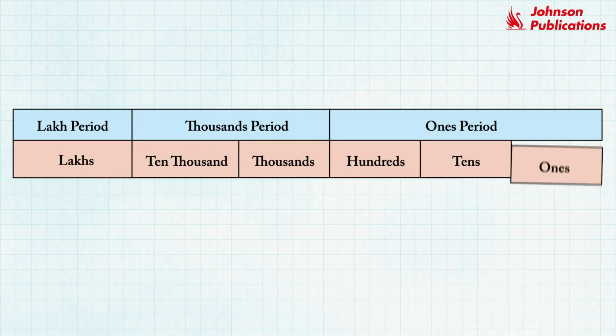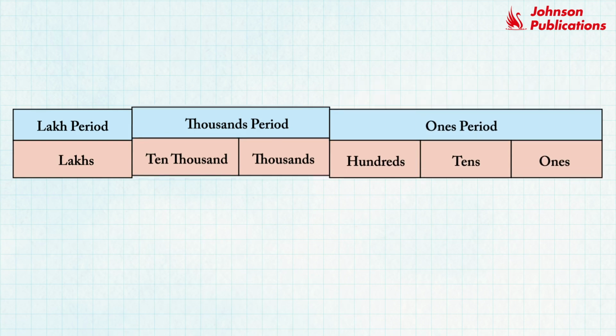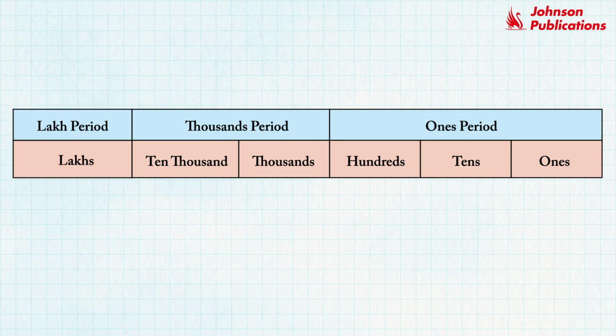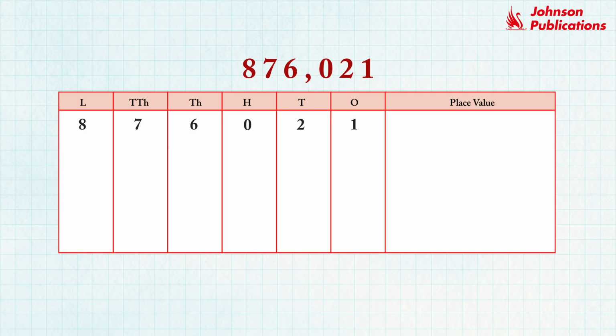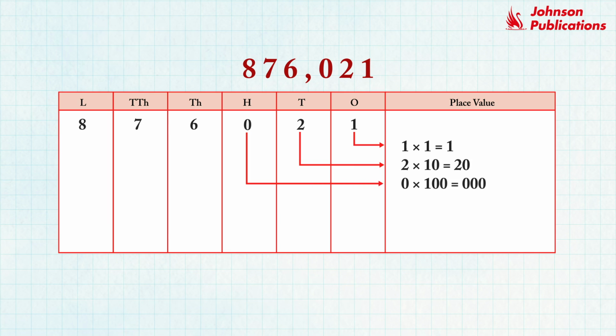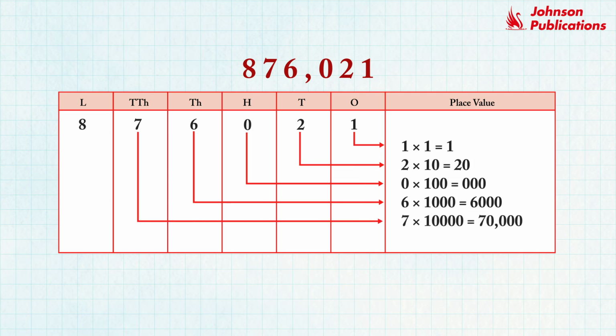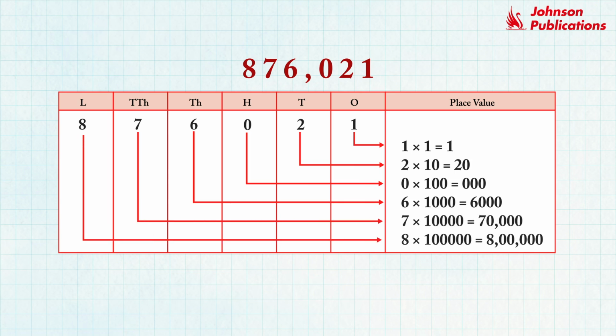In case of 6-digit numbers, we divide the place value chart into 3 periods, that is, the ones period, the thousands period, and the lakhs period. We use commas to separate these periods. For example, look at this number. The commas are placed in this way. In this number, the place value of 1 is 1, 2 is 20, 0 hundreds is 0, place value of 6 is 6,000, 7 is 70,000 and 8 is 8 lakhs.